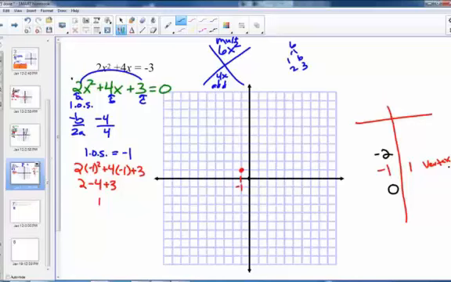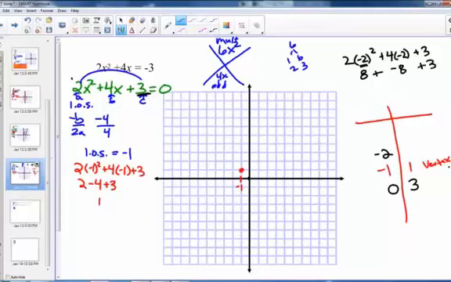0 is really easy to plug in. It would just give us this number right here. So 0 would give us 3. If we're right, then when -2 is plugged in, we will get 3. So let's check that. So 2 times -2 squared plus 4 times -2 plus 3. So -2 times -2 is positive 4 times 2 is 8. 4 times -2 is -8, and then plus 3, because remember we added it to bring it to this side.